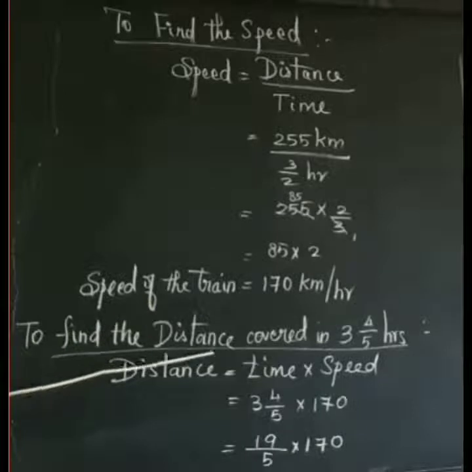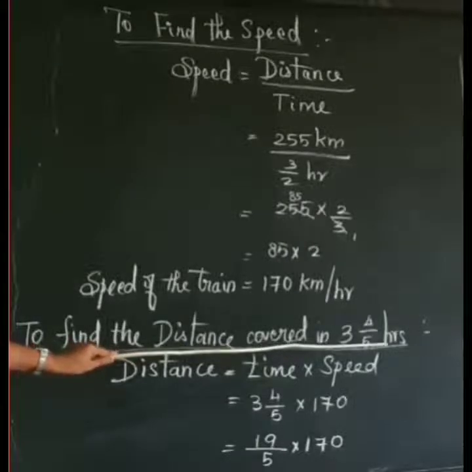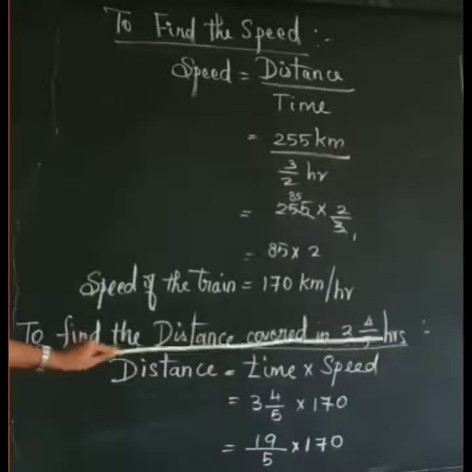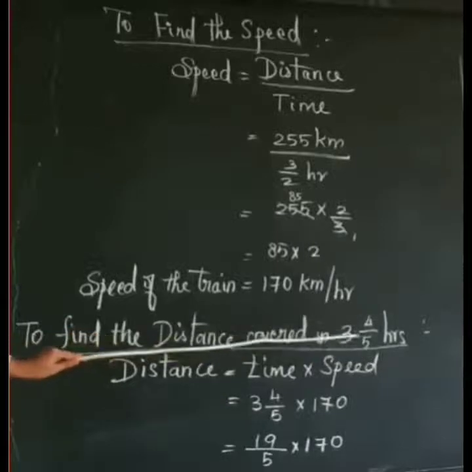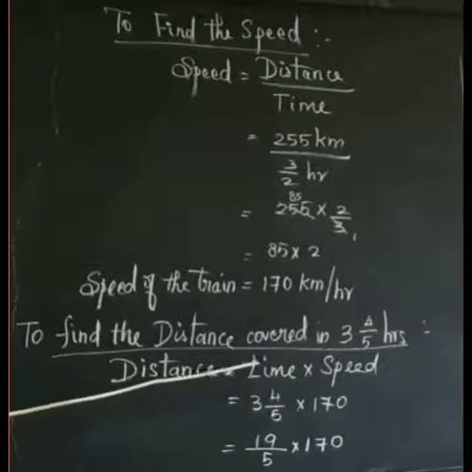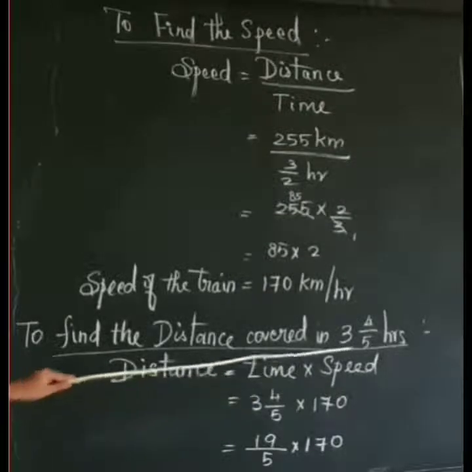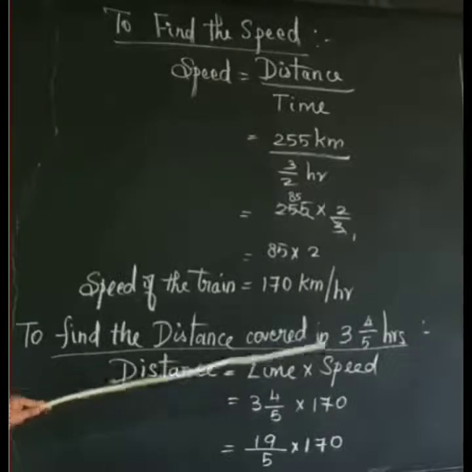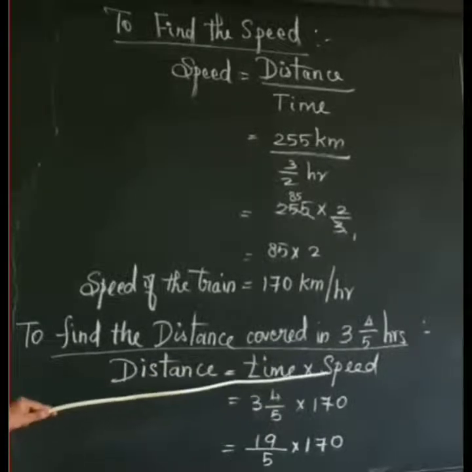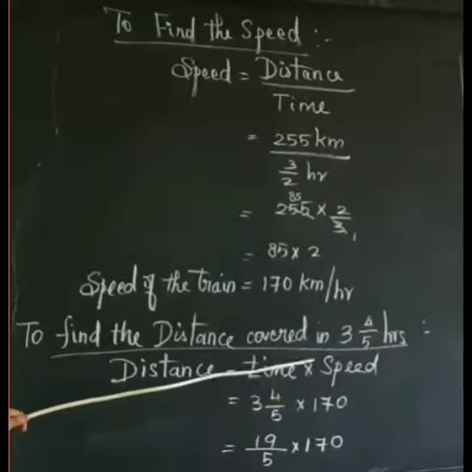The next question, you have to find the distance covered in 3 4/5 hours, not 1 1/2. Here the question is changed, the hour is changed. What is the hours? 3 4/5 hours. So what is the formula for the distance? Equal to time into speed. Here time is what? It is given here, 3 4/5 hours into speed. Now only we found the speed. The answer is 170. So speed is 170, time is 3 4/5.